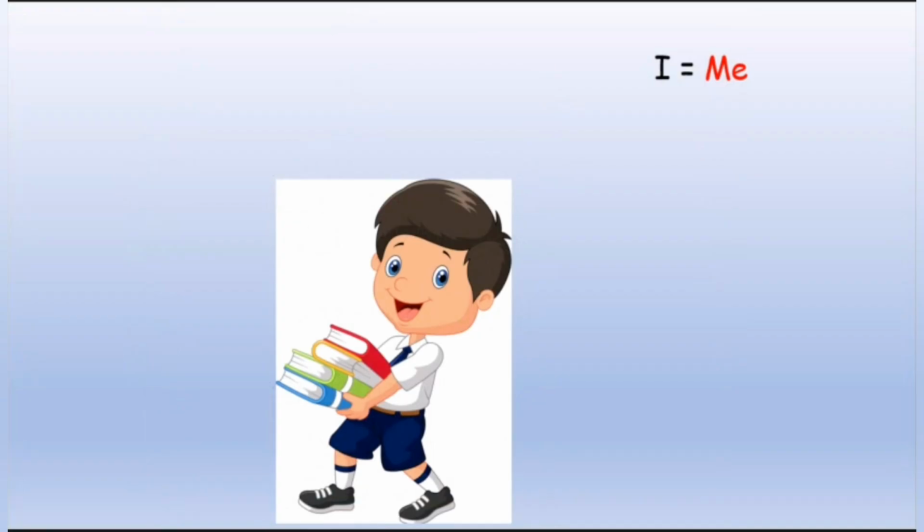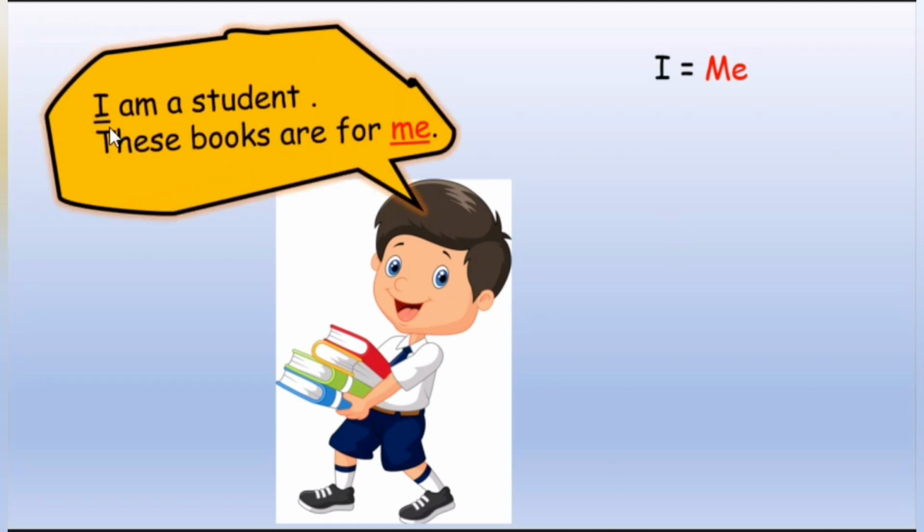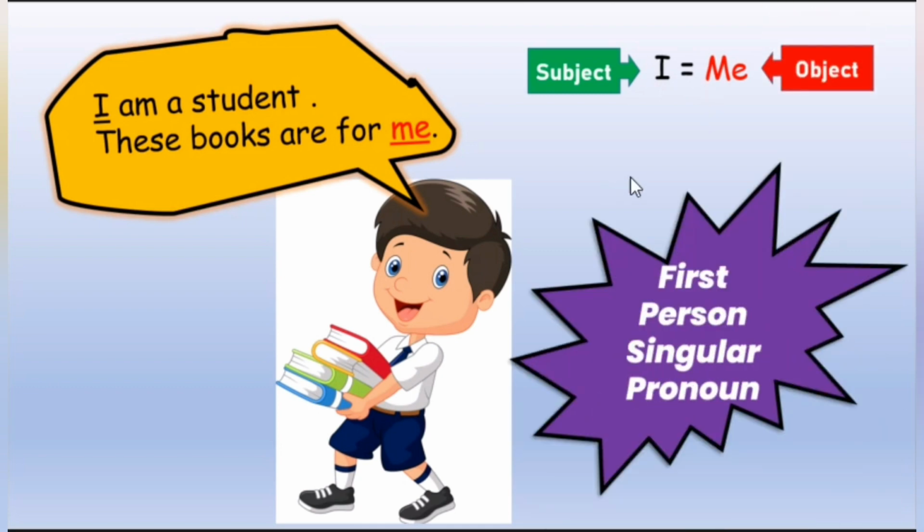Let's read some examples of personal pronouns in subjective case and objective case. First is, I am a student. These books are for me. Here, I is the subjective pronoun and me is the objective pronoun. And this I and me are first person singular pronouns.